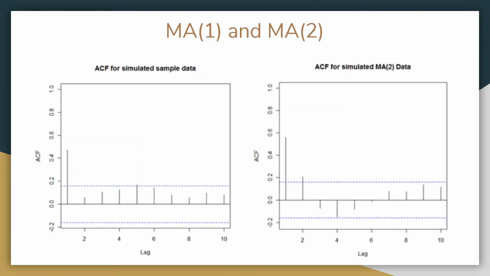So for this one, we can see on the left side we have an MA1, and that's going to be the ACF for simulated samples. So we see that there's a spike at lag 1, and that's how we get the MA1. We'll be looking at the previous period. However, on the right-hand side, we have an MA2, and the ACF shows 2 spikes that go above that significance level. So we will look at MA2 and then the 2 previous periods to predict the value of it today.